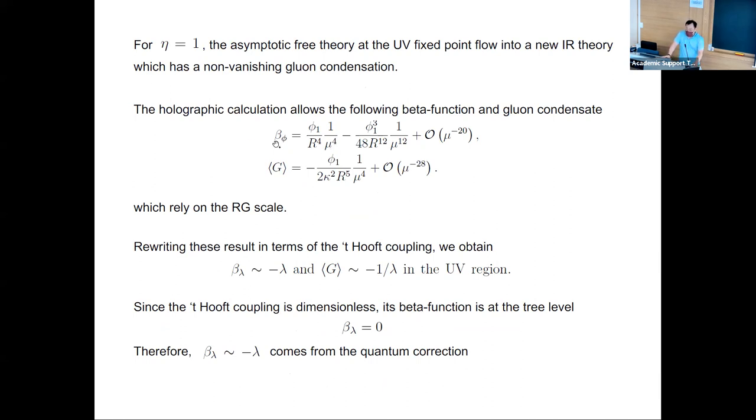In this case, beta phi from the known analytic solution is given by this form, and the VEV of the gluon condensation is given by this one. So in terms of the 't Hooft coupling lambda, the beta function of lambda is proportional to minus lambda, and the gluon condensation is proportional to minus one over lambda. Okay. So at tree level it is trivially zero, so this quantity comes from the quantum correction.